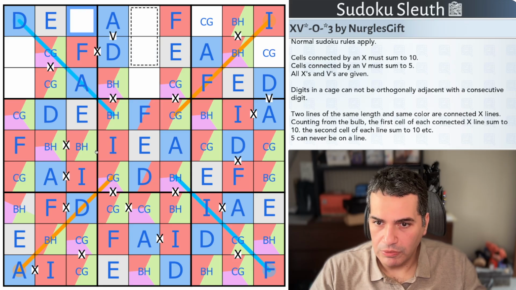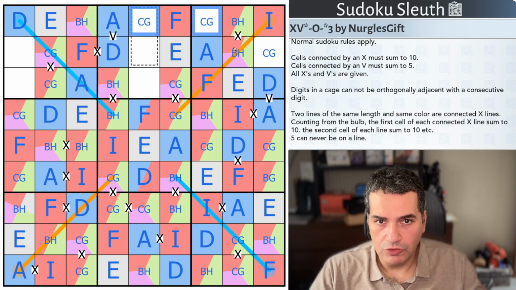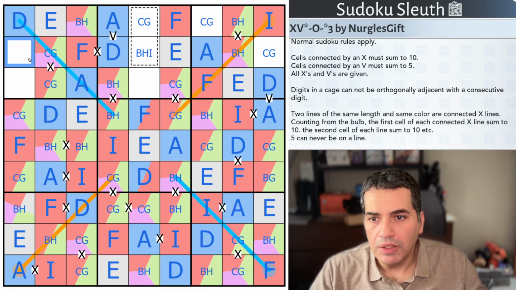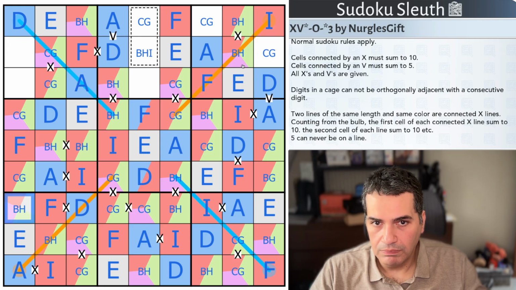I mean, this is B or H. It's the purple one. Sudoku says this is CG, just to complete the row. CG, CG. This is I or BH. Not very helpful. And this is I or BH. It would have to be the non-purple one.